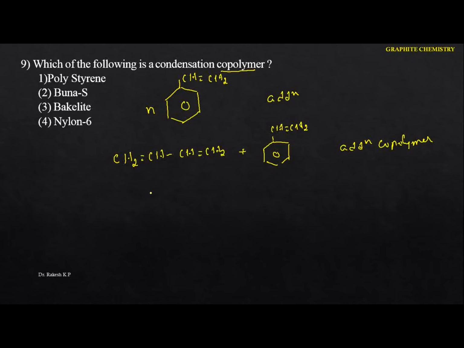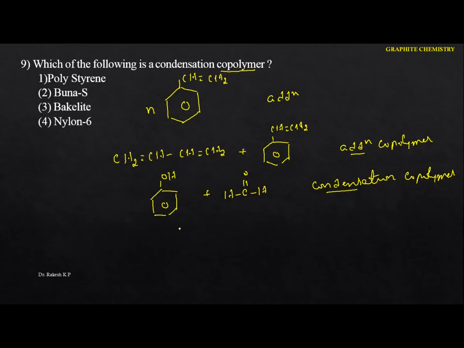Now come to bakelite. Bakelite is a condensation polymer of phenol and formaldehyde. Here we have phenol as well as formaldehyde. It is a copolymer, and between these two we can identify condensation. So here we can identify the condensation copolymer. The question is which of the following is a condensation copolymer. The earlier one is a copolymer, but it is addition. This is a copolymer, and the polymerization is condensation.